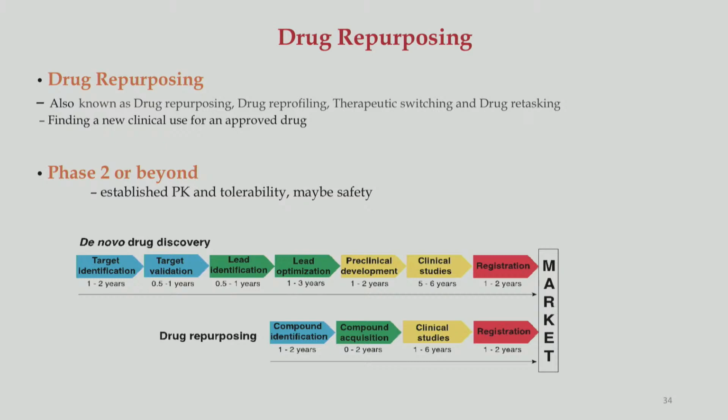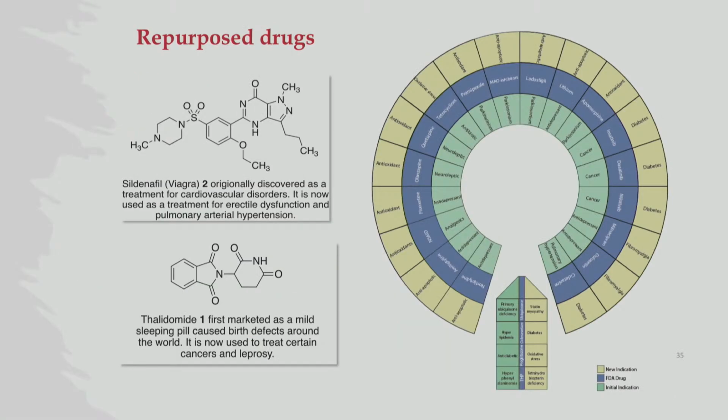So here we usually take phase 2 or beyond, phase 3 molecules, for the drug, because it is on the safe side. All the established pharmacokinetic parameters, tolerability and safety parameters, everything is there with a phase 2 molecule. And moreover, we can reduce the timeline. If you look at de novo drug discovery, the required time is 10 to 15 years. But with drug repurposing, we can reduce the timeline by at least 7 to 8 years, so that we can discover more drugs.